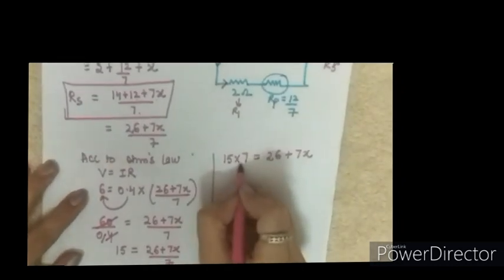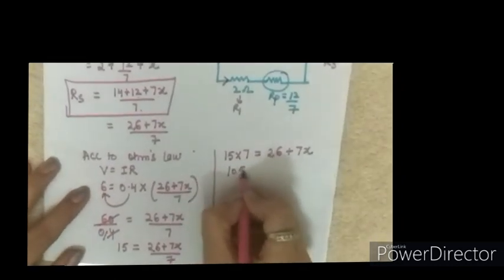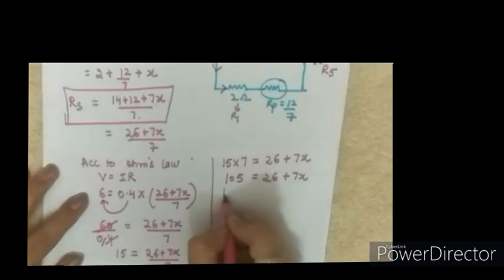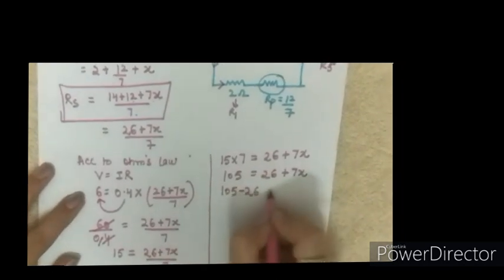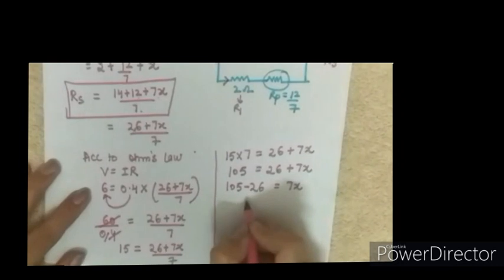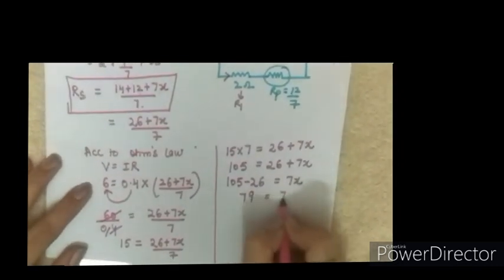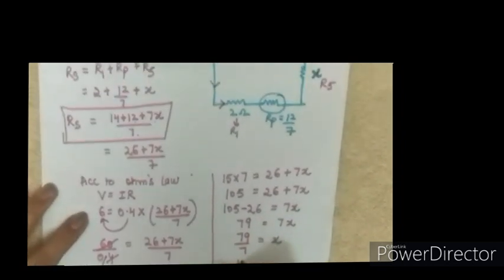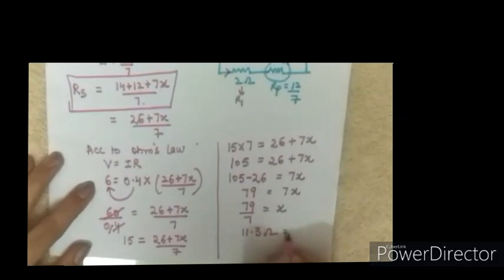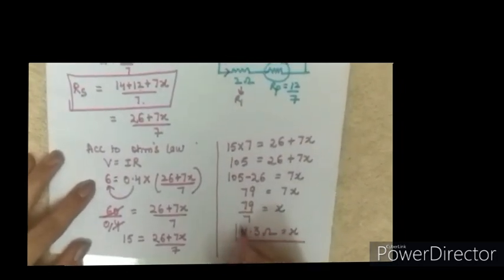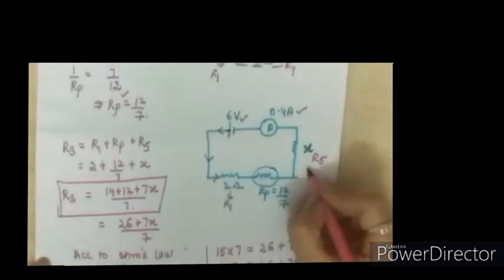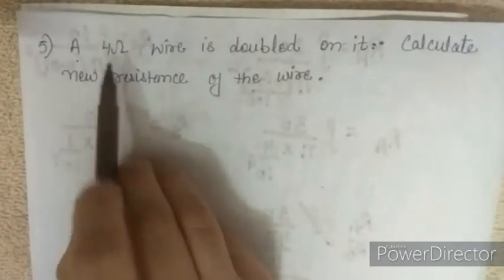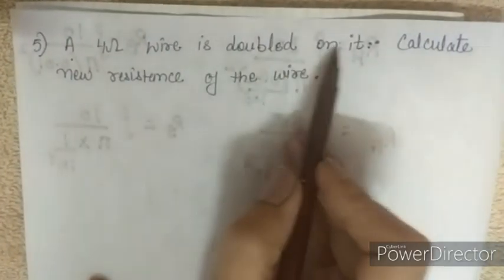Now 15 into 7 is equal to 105, which is equal to 26 plus 7X. Now 105 minus 26 is equal to 7X. That is 79 is equal to 7X. So after solving it, you will get 11.3 ohms. So the net resistance across the X resistor is 11.3 ohms.